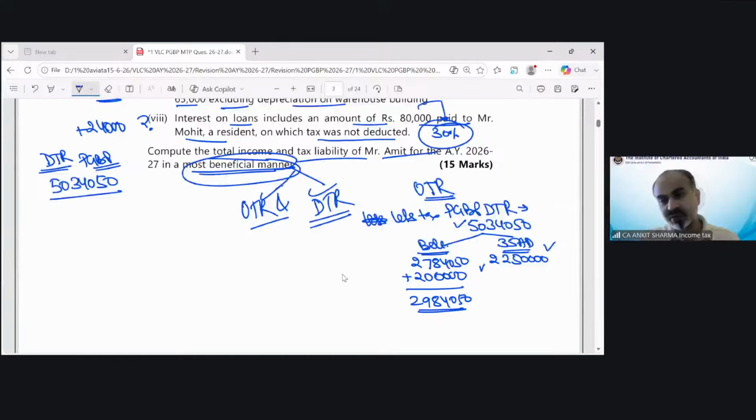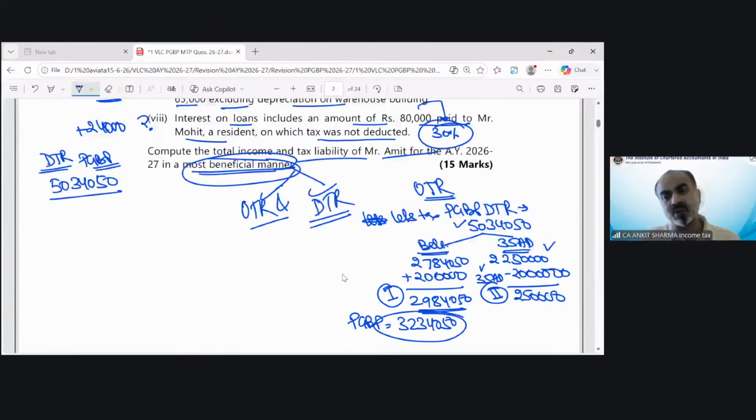So the charges were 22,50,000. Under section 35AD, we can claim the full deduction of the building. That would be 20 lakh. So the profit would be 2,50,000. So this is one business income other than a specified business. This would be a specified business income. So the aggregate PGBP income of the assessee would be 32,34,050 under optional tax regime.